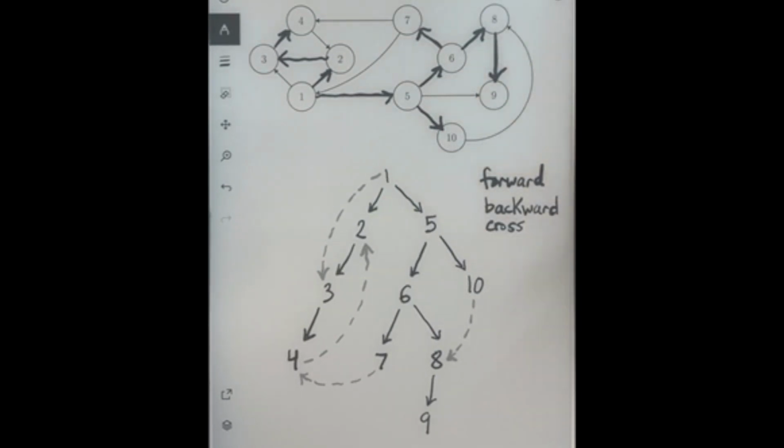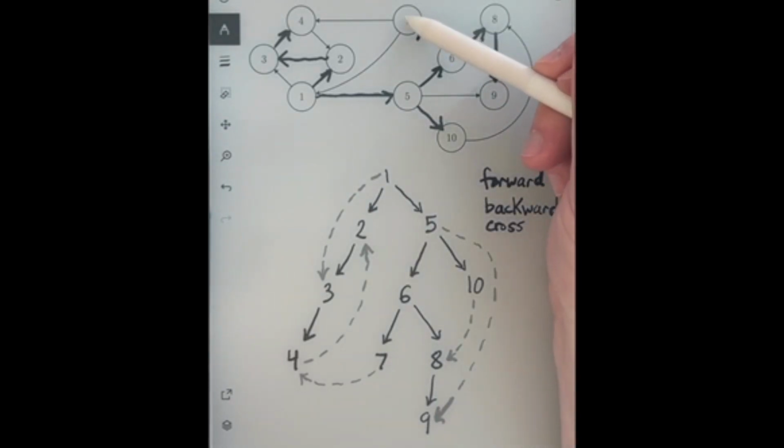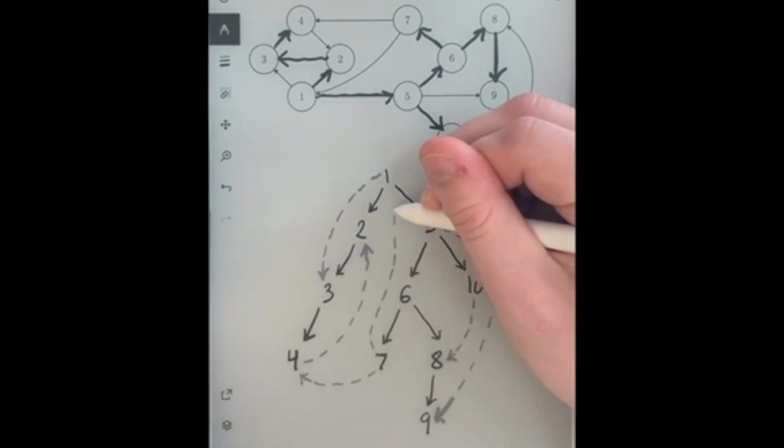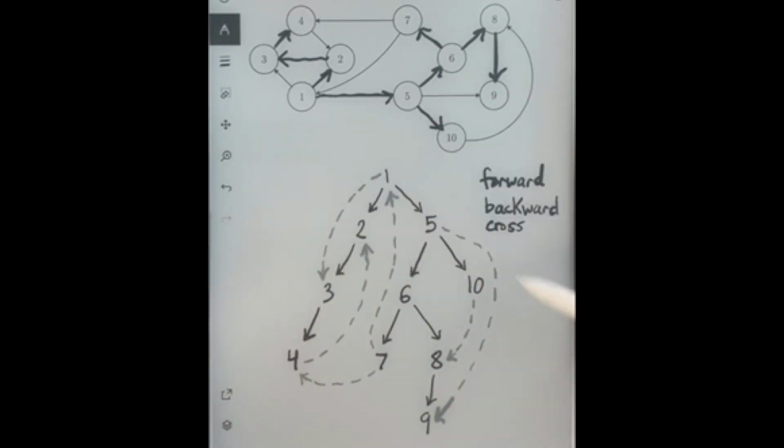Now there's a couple other non-tree edges that we haven't considered yet. So how about this one, 5 to 9? This is a forward edge, because 5 is above 9 in the tree. And there's one more edge that we've missed. It's this edge, 7 to 1. This is another back edge. And those are all of the non-tree edges from the original graph.